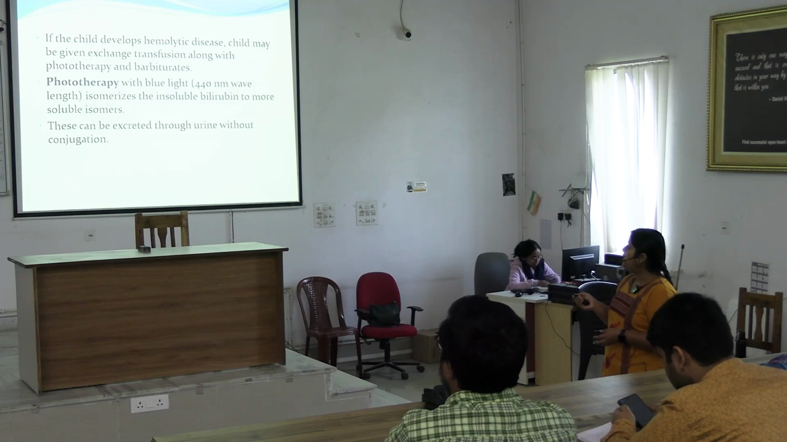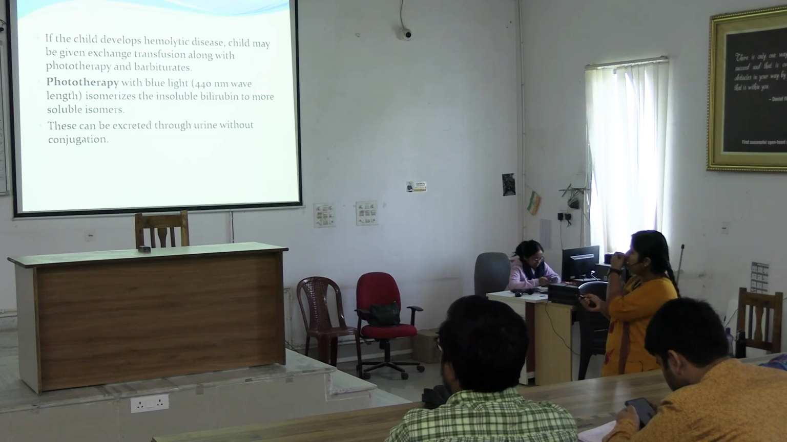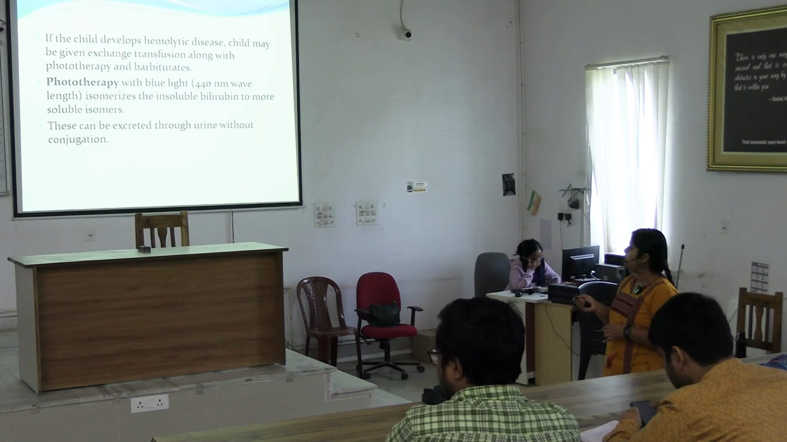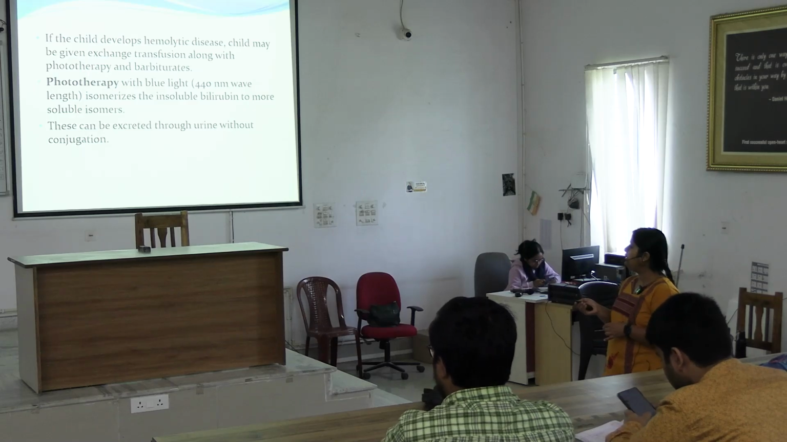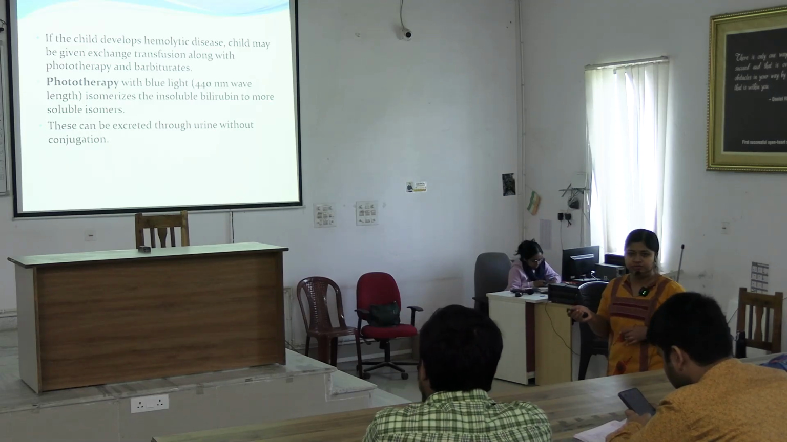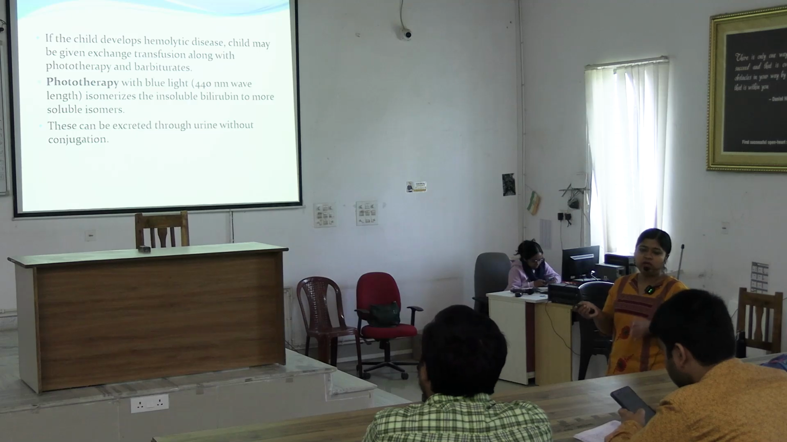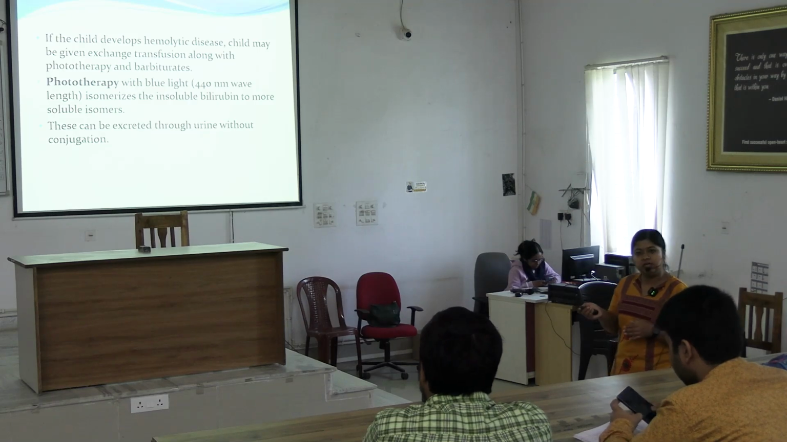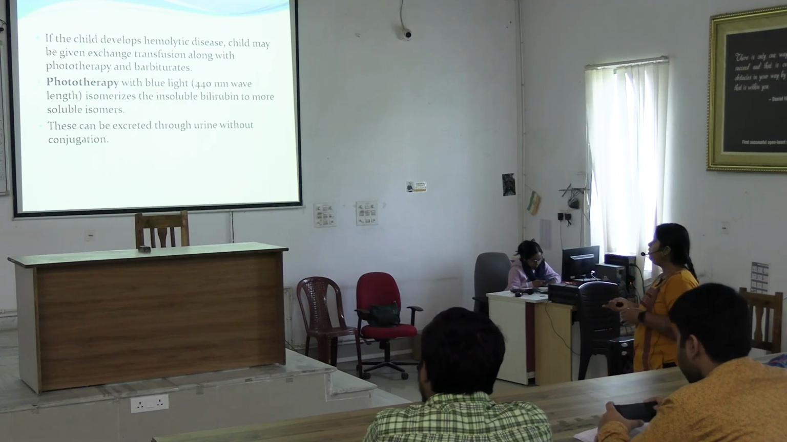Now, when a child develops hemolytic disease, what should be the treatment? Exchange transfusion along with phototherapy. Phototherapy helps in isomerization of insoluble bilirubin to more soluble isomers. Okay, so phototherapy is a kind of treatment which is given very commonly for physiological jaundice to newborn babies.